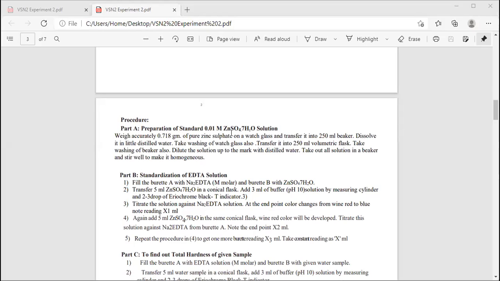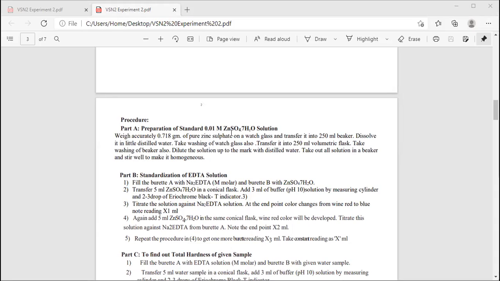Volumetric flask is a long necked flask. If you search on Google, you will be able to see what a volumetric flask is. So it is a long necked flask on which the marking is given, 250 ml, 500 ml, 1000 ml capacity, like that. So surely after the practical, on Google, you just give the image of the volumetric flask, you will be able to see what it actually is.